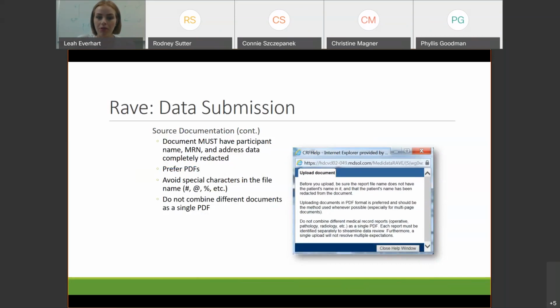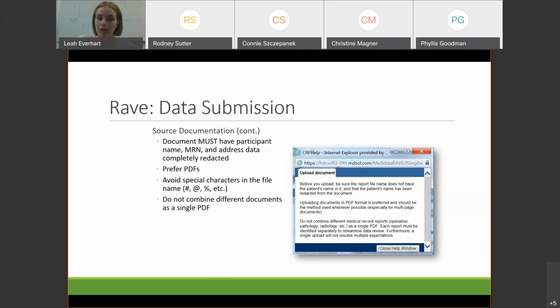So before you upload any source documents, you'll need to make sure they're fully redacted and have the SWOG participant ID number, initials, and study ID number added to at least the first page of the document. You will not be able to edit the documents once they're uploaded in RAVE, so make sure you have that all completed beforehand. And PDF files are highly preferred, and there should be no special characters in the file name, as this makes them more difficult to open.